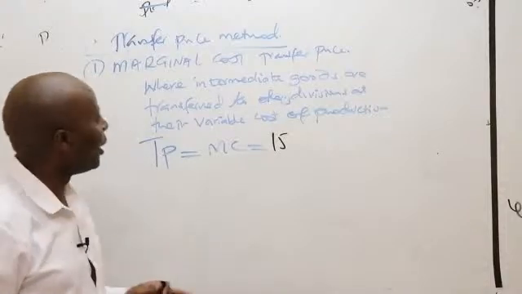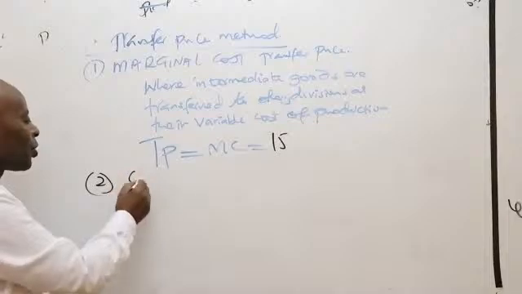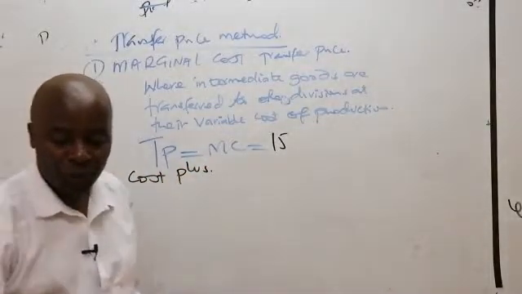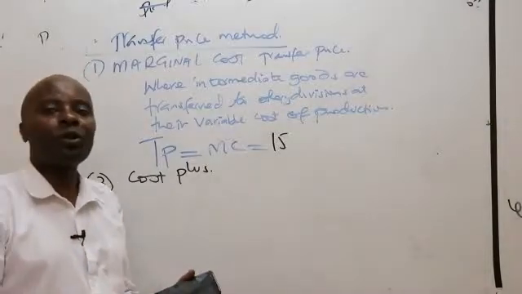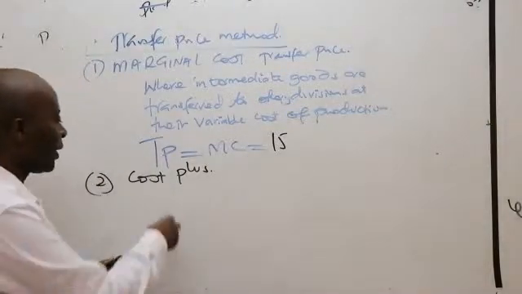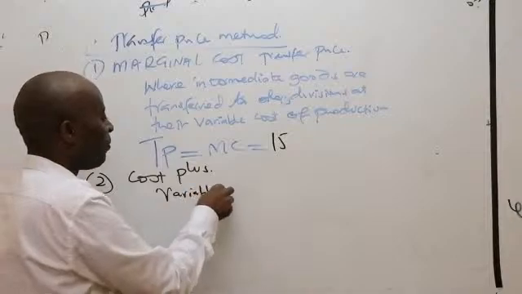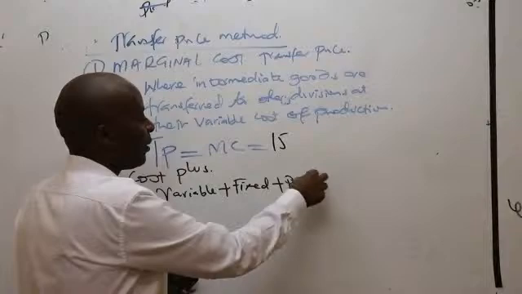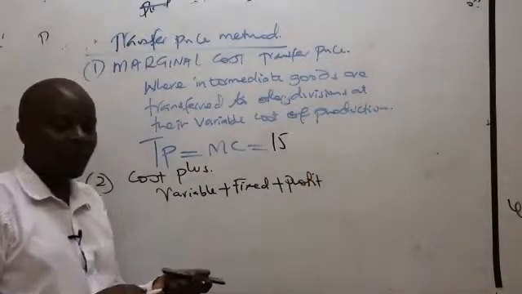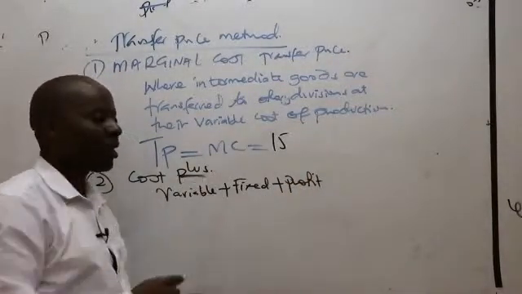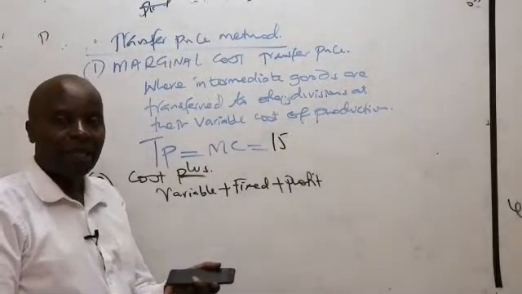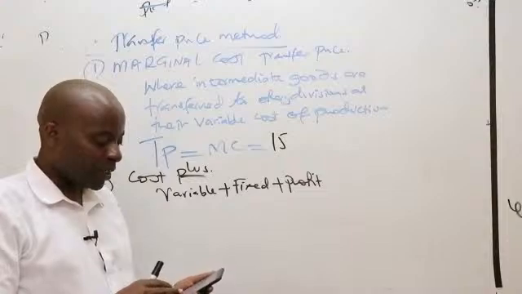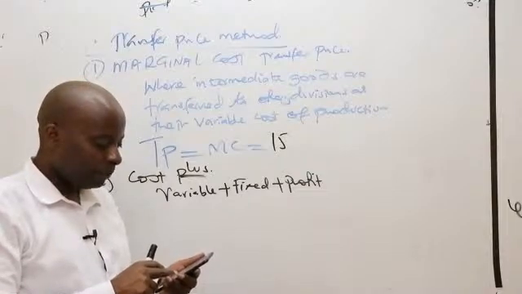Now we go to the second method, which is called cost plus. For cost plus, of course, you will be taking both variable plus fixed plus profit. So the plus here means profit added.